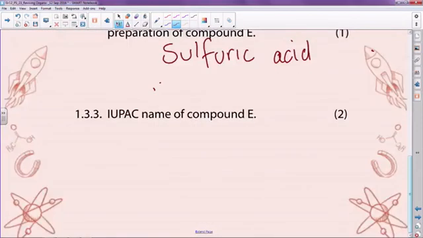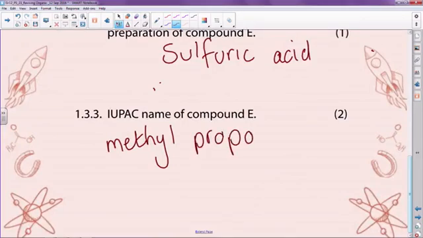What's nice about this particular question is that they didn't ask you to do anything with the structural formula, equations or anything like that. They just wanted the name. And esters are actually 2 words. It's the only one that you do in 2 words. So it's methyl propanoate.